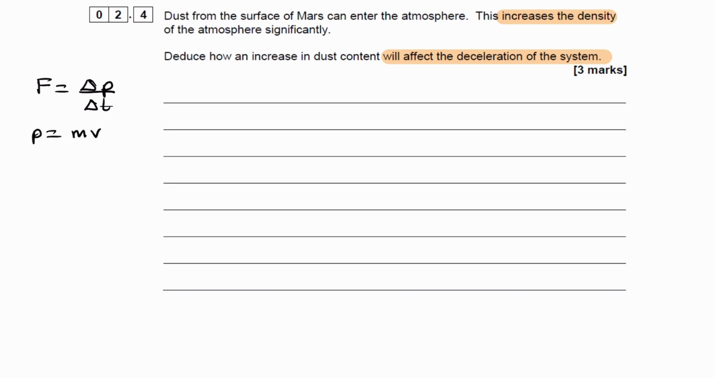So if we are to increase the density of the atmosphere, we will increase the mass of the air that is displaced, and therefore we will increase the change in momentum of the air, and therefore we will increase the force, and if we increase the force, we will then increase the deceleration.